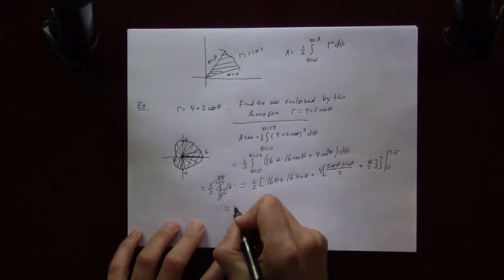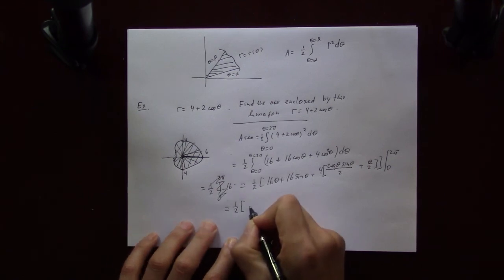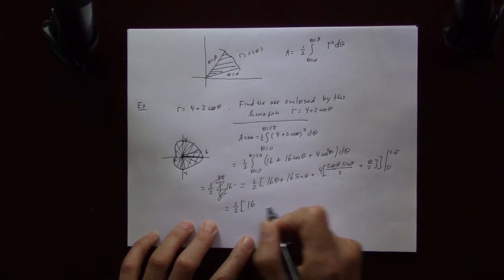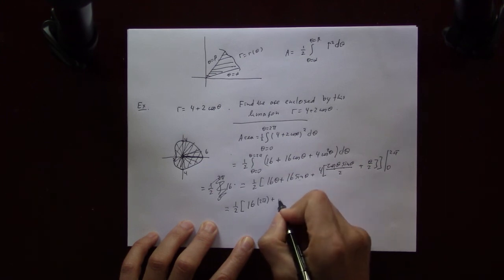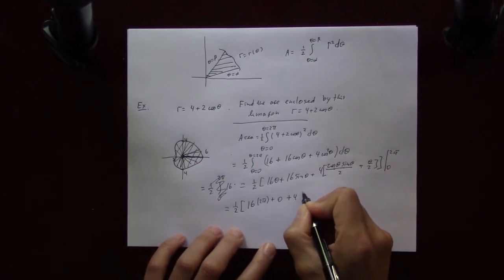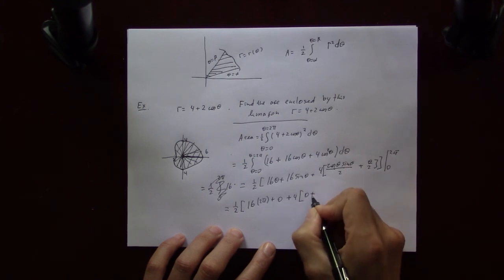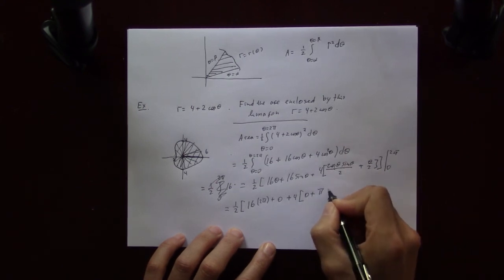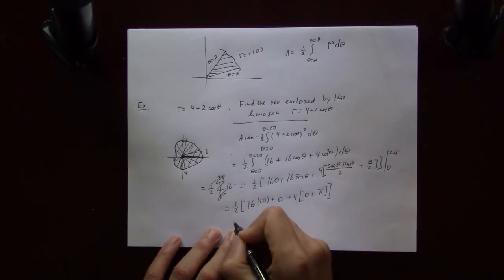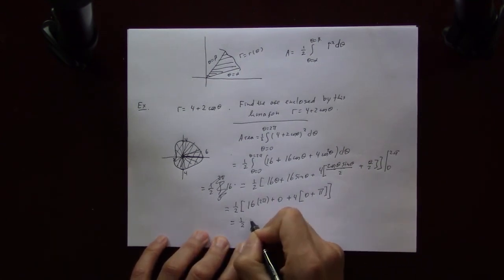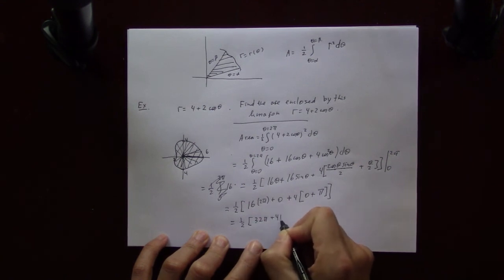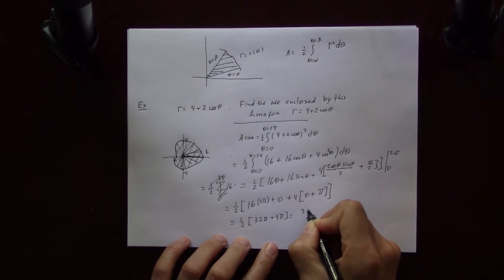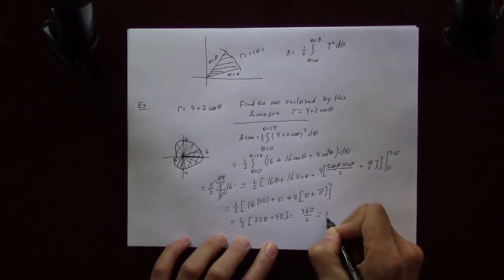So we're going to get 1/2 times, substituting 2 pi, 16 times 2 pi plus 16 times sine of 2 pi, which is 0. Sine of 2 pi is 0, and 2 pi over 2 is pi. So we're going to get 1/2 times 16 times 2, which is 32 pi, plus 4 pi. So we're going to get 36 pi over 2. Final answer is 18 pi.